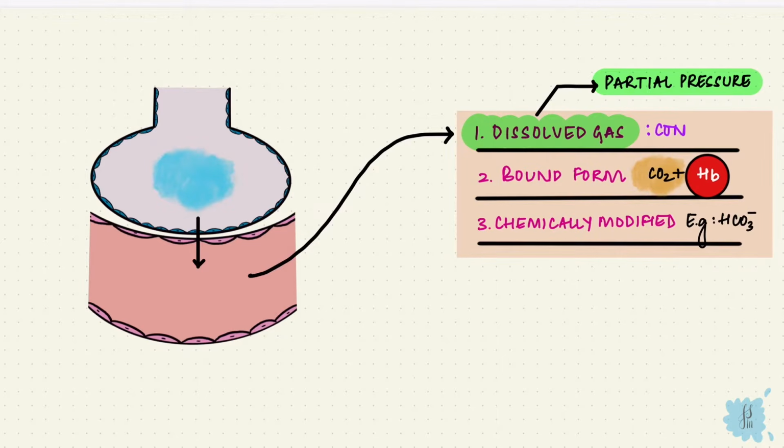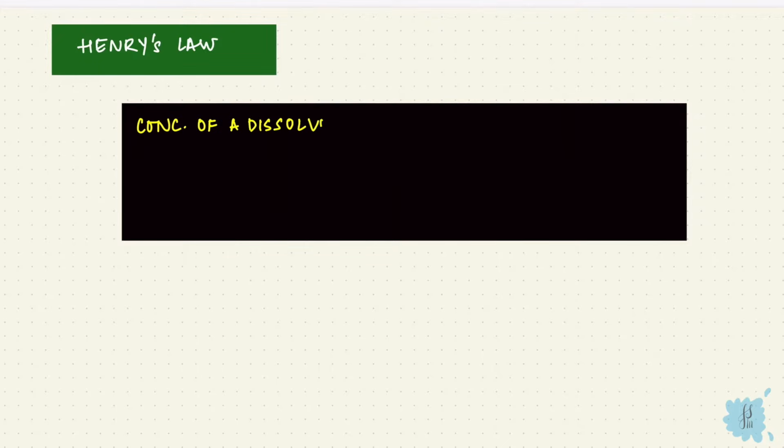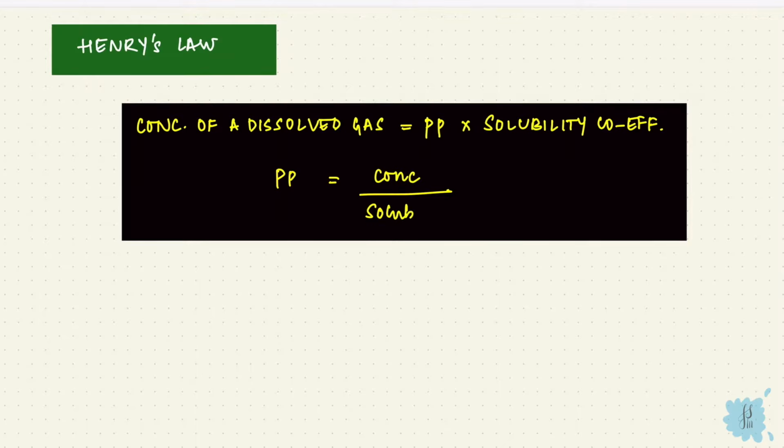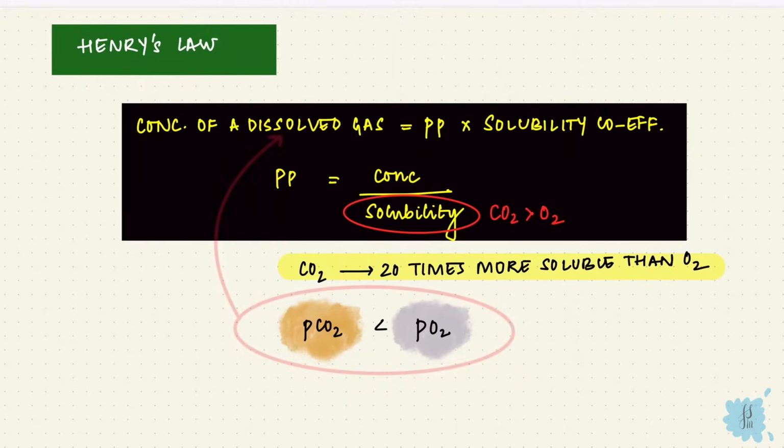To calculate the concentration of the gas in the solution, we can use Henry's law. That's the concentration of dissolved gas is equal to the partial pressure of the gas times the solubility coefficient. So if we rearrange this equation, the partial pressure is the concentration of the gas over the solubility coefficient. The solubility coefficient for carbon dioxide is higher than for oxygen. So carbon dioxide is 20 times more soluble than oxygen, making its partial pressure lower than that of oxygen.